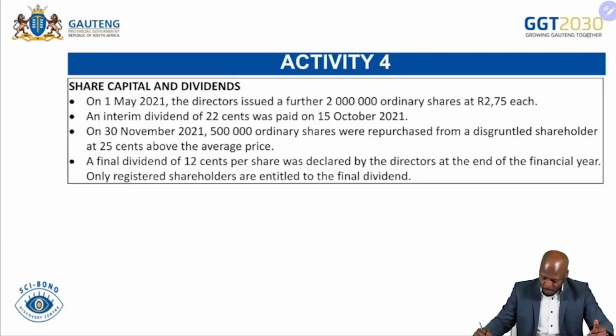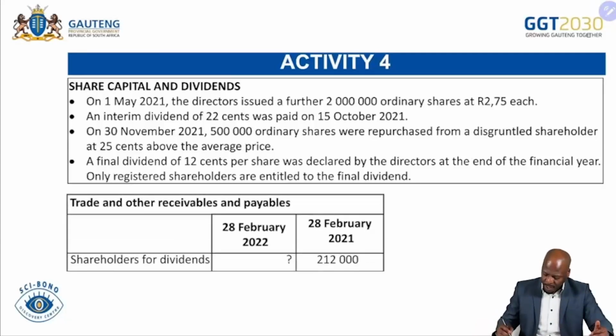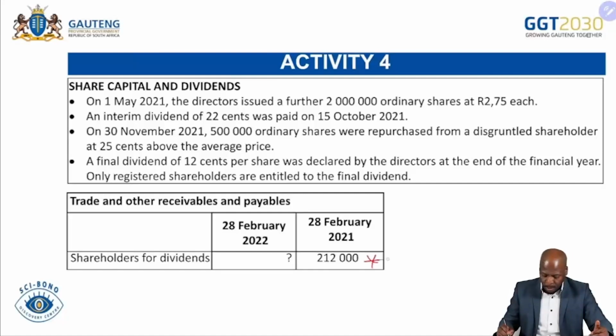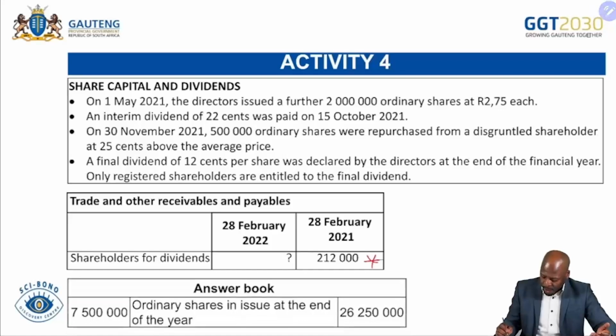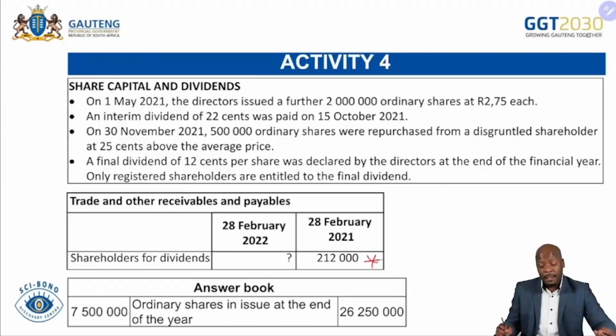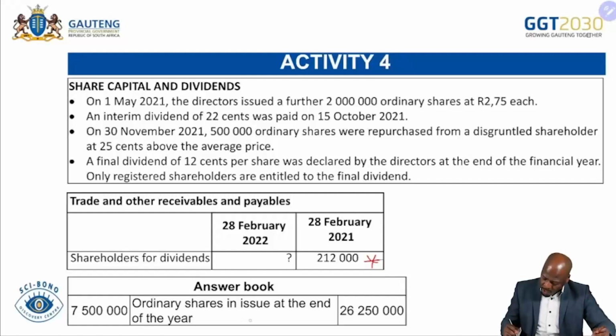So here we're going to calculate dividends paid. And then what we want to see is what are we given? Shareholders for dividends. So here is my last year's final dividends. The quickest way by now you know to get your dividends paid is to simply say last year's final plus this year's interim. That becomes your dividends paid. So here we have ordinary shares in issue, and then we have 7.5, and then we have 26,250,000. What we want to know is the number of shares that we had when we declared our interim dividend, because if we are calculating dividends paid, we can say last year's final, which we have already been given, which is 212,000. So we need this year's interim.